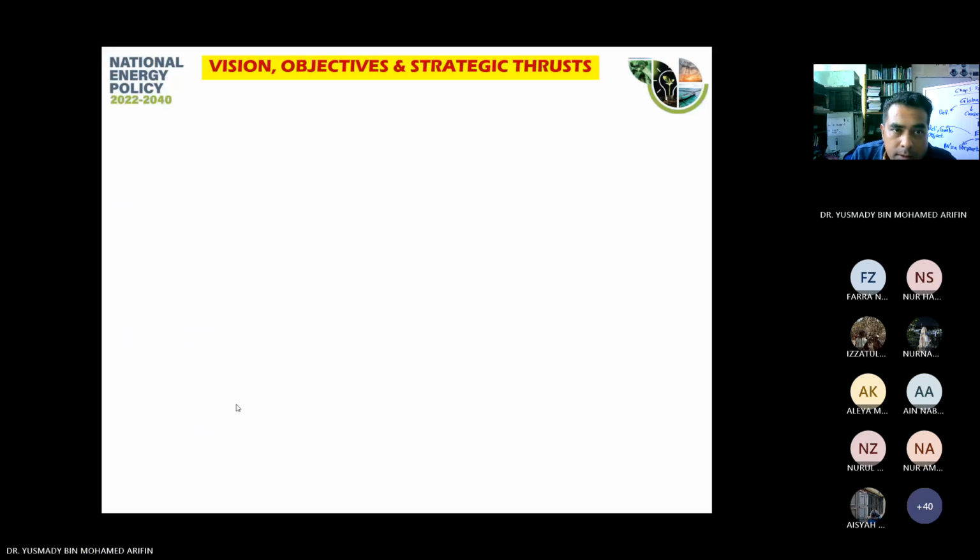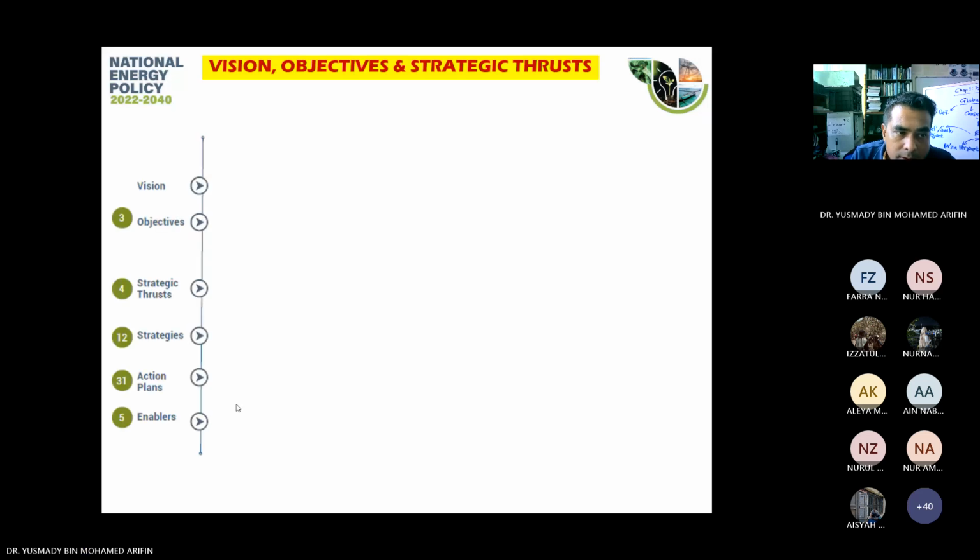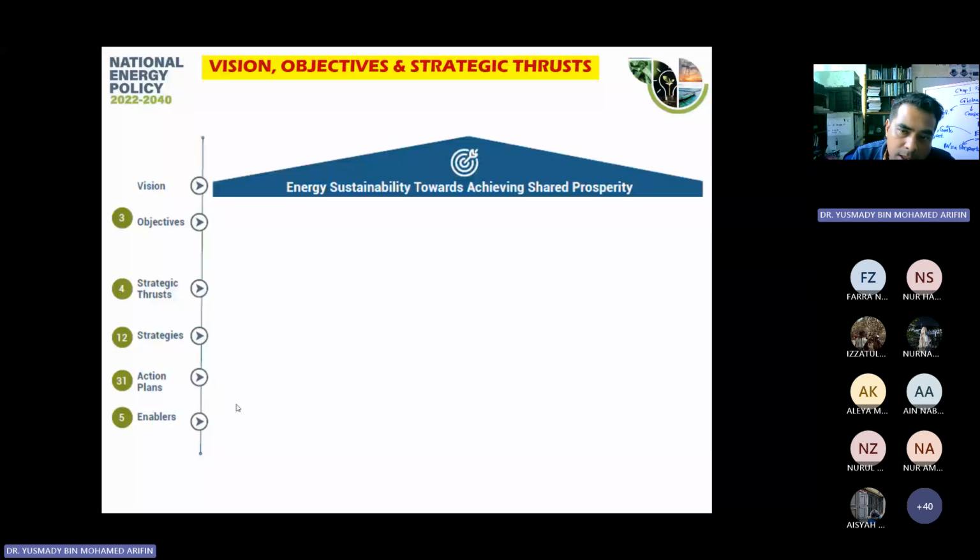Okay. Vision, objective, strategic thrust for the National Energy Policy. Ada banyak lah, ada vision, objective, strategic thrust, strategies, action plan, enablers. So yang ni you boleh tengok dalam buku National Energy Policy lah sebenarnya. Okay, yang ni saya buat animation so that easy to extract the data or easy to understand the process lah. Okay, in terms of vision ataupun objective ataupun goals, the aim of the National Energy Policy is about the energy sustainability towards achieving shared prosperity.